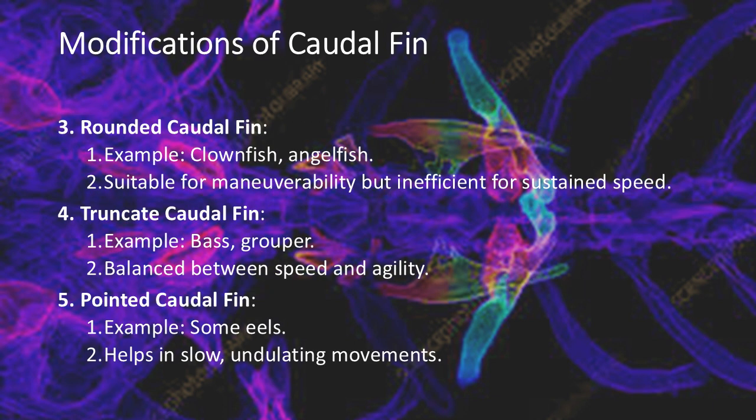3. Rounded caudal fin. Example: clownfish, angelfish, suitable for maneuverability but inefficient for sustained speed. 4. Truncate caudal fin. Example: bass, grouper, balanced between speed and agility. 5. Pointed caudal fin. Example: some eels, helps in slow, undulating movements.